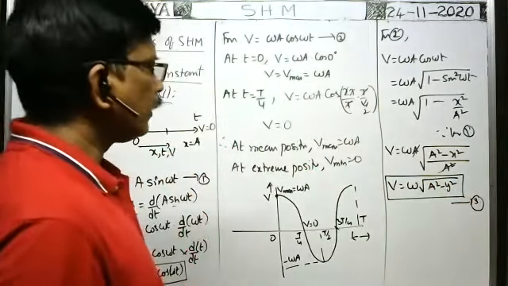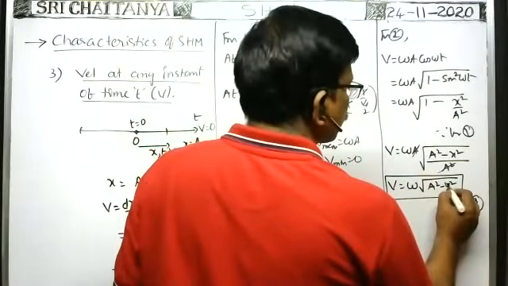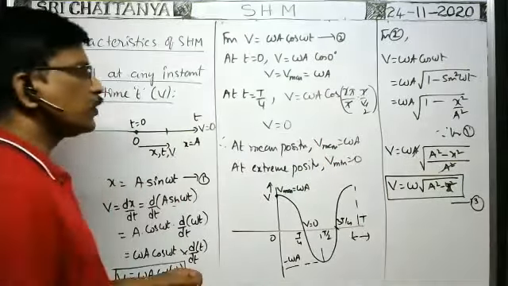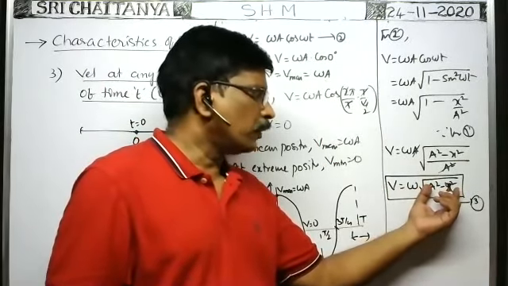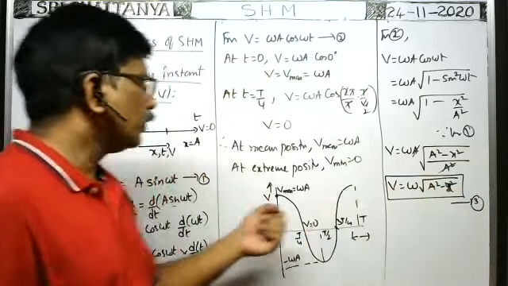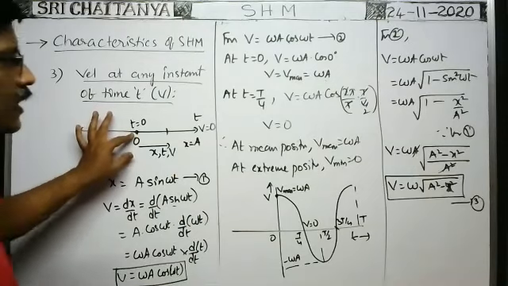From this also it is clear, when x is equal to 0, then this a square minus x square value is maximum. When it is maximum, then v is maximum. So at x equal to 0, the particle lies at mean position. So at mean position, velocity is maximum.